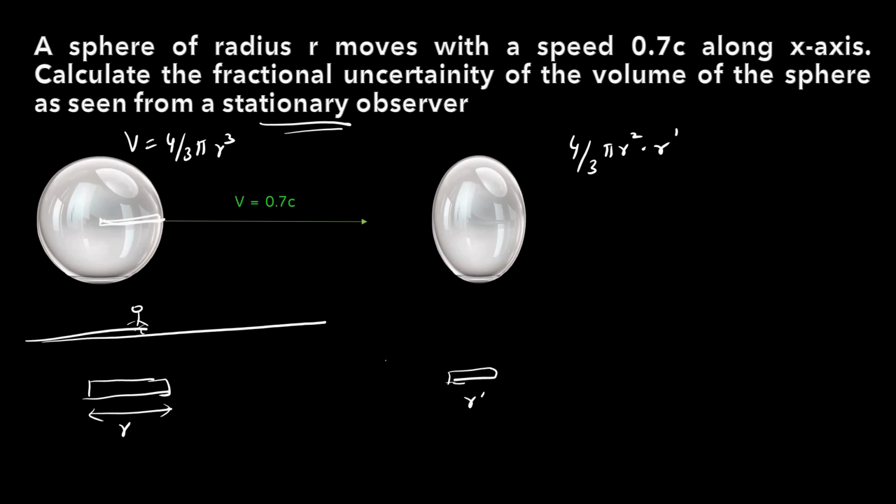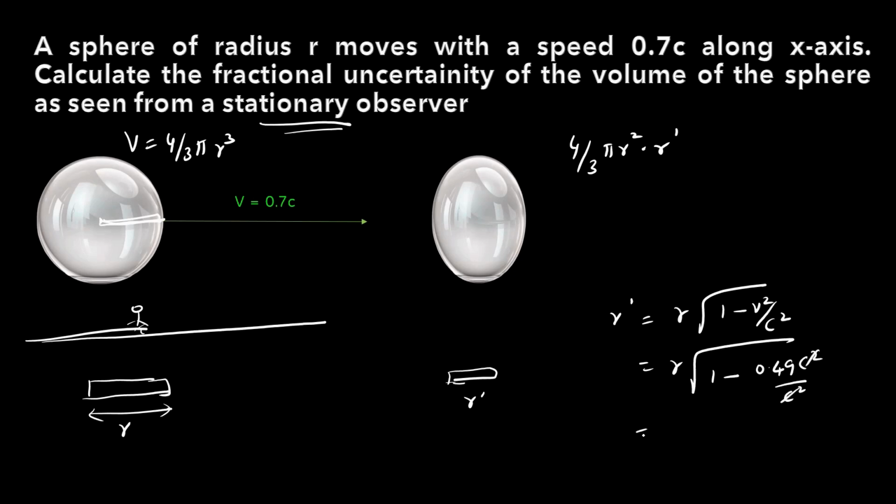Very simple. So what do we know now? Your r dash, as seen from the stationary observer, should now be equal to r into root of 1 minus v square by c square. Simple. Now substitute all the values. It should be r into root of 1 minus, what is v here? v is 0.7. It will be 0.49. 7 square is 49, right? And this one, c square divided by c square. c square goes away. So this should be r into root of 1 minus 0.49, which is 0.51. The square root of this comes out to be 0.714.